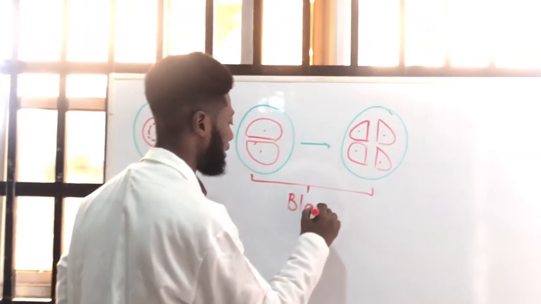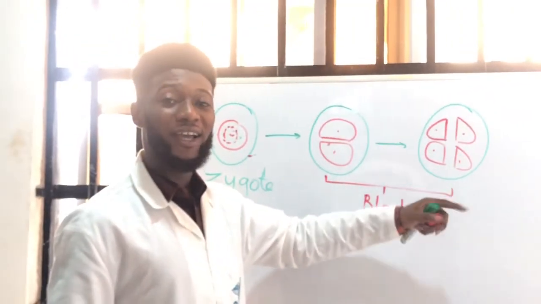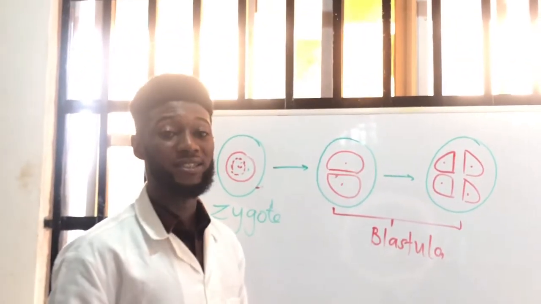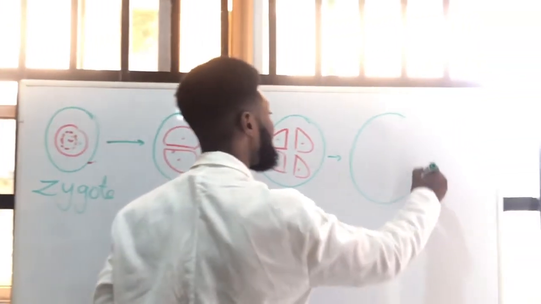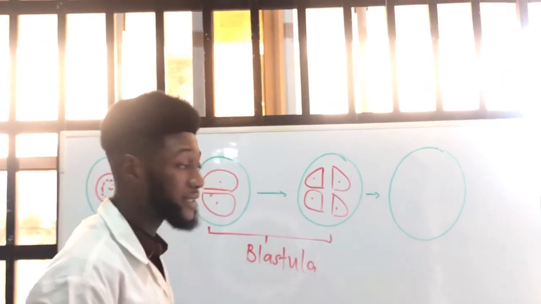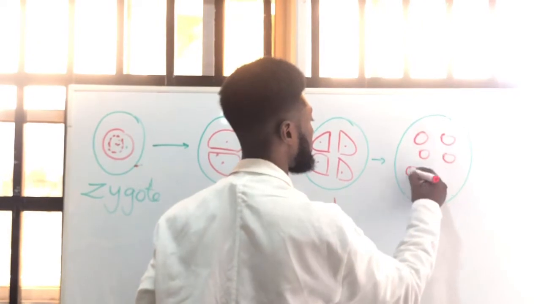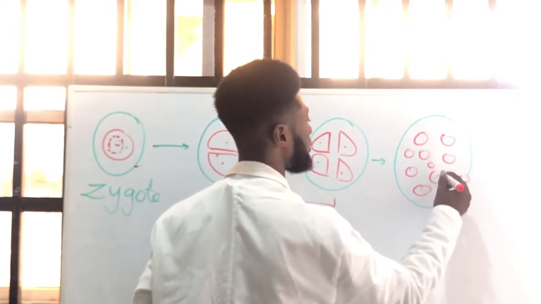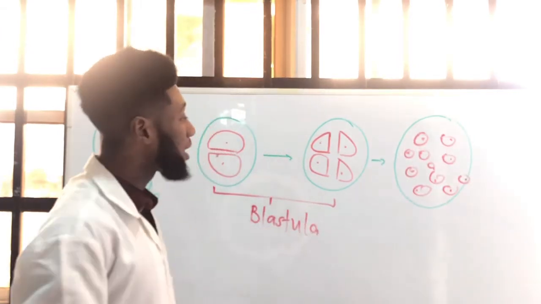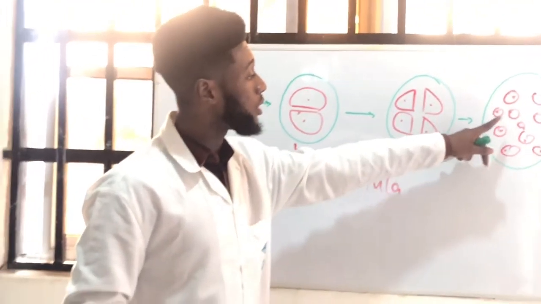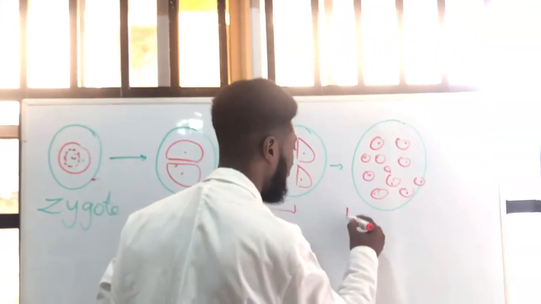Blastula stage. From the four-cell stage, it could divide into about 8 to 12 cells. Okay, from 8 to 12. From here, I still have my zona pellucida intact. And I will be having my cells. So these are 8 to 12 cells now, and we find the morula.